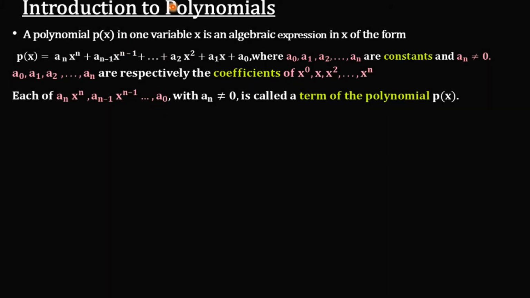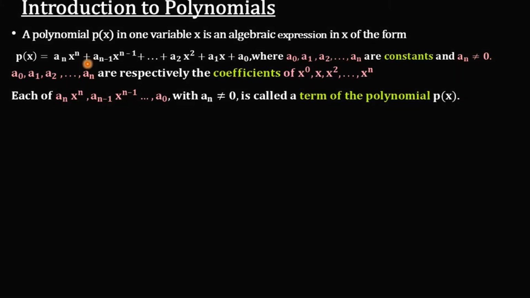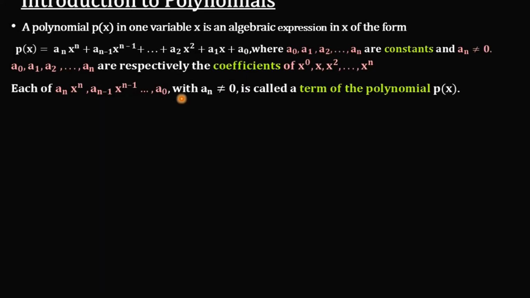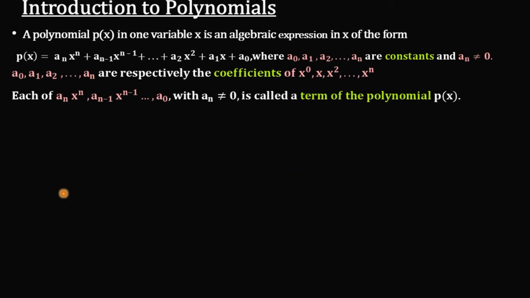So, what is a polynomial? A polynomial in one variable x is an expression of this form where a_0, etc. a_n are constants. Constants means what? That is 1, 2, 3, etc. That is numbers. And that is, a polynomial is a combination of numbers and the variable x. Okay, that which is arranged in this format, and these are called the terms of the polynomial p of x. Here a_n is not equal to 0.